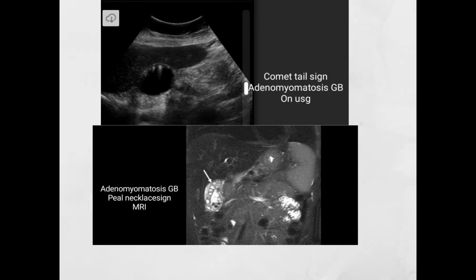Then next we have the adenomatous gallbladder, adenomyomatosis. In adenomyomatosis, we will have comet tail sign on the ultrasound and the pearl necklace sign on the MRI. Okay, pearl necklace and comet tail.